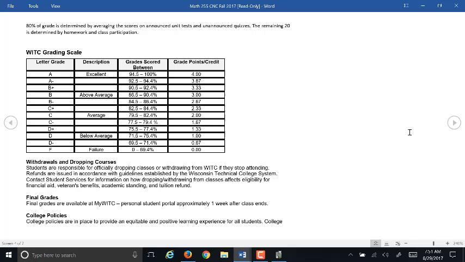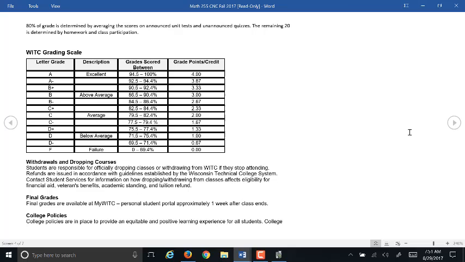The quizzes are anywhere from 8 to 20 points. The tests are 100 points each. On all of them, if you get something wrong, I give you a chance to go back and redo them and get back part of your points. So that's 80% of your grade. The other 20% of your grade is homework and class participation.